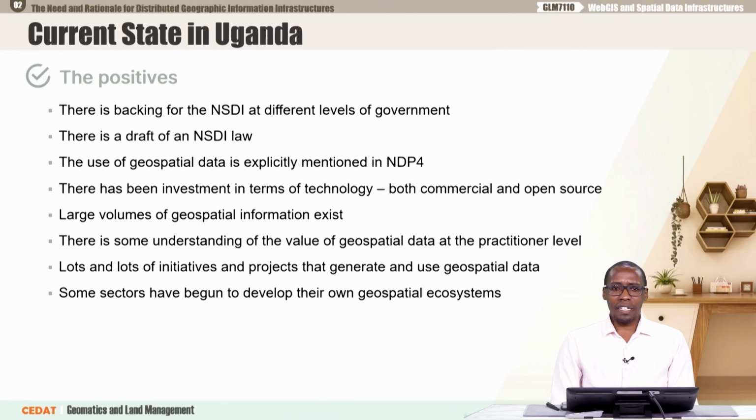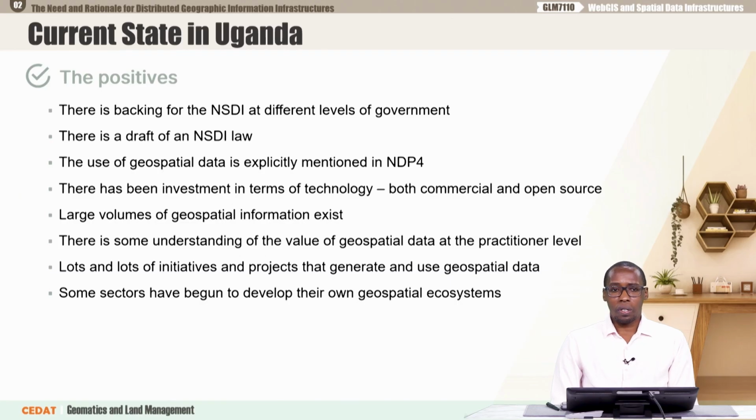There is also some understanding of the value of geospatial data, but this is at a practitioner level. But we need, of course, to have some kind of understanding outside the practitioner's level, maybe have this understanding at a level of policymakers, decision makers, and so many other levels that are non-practitioner levels.